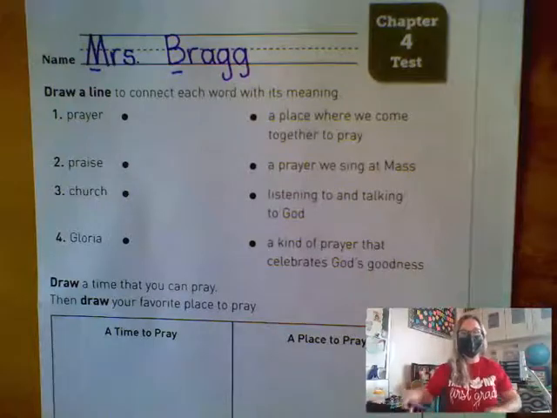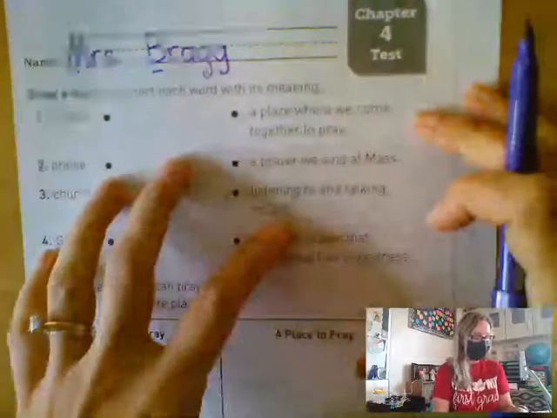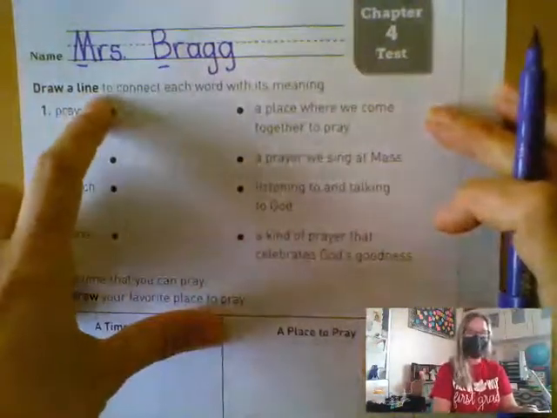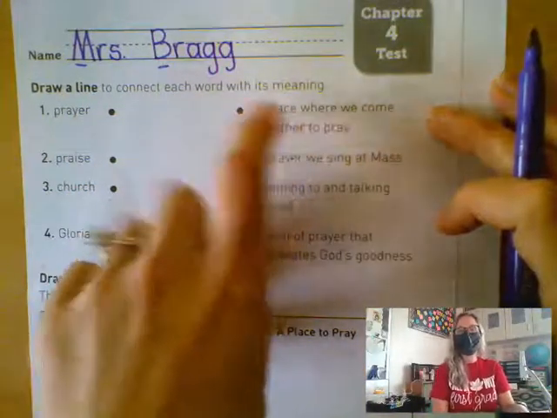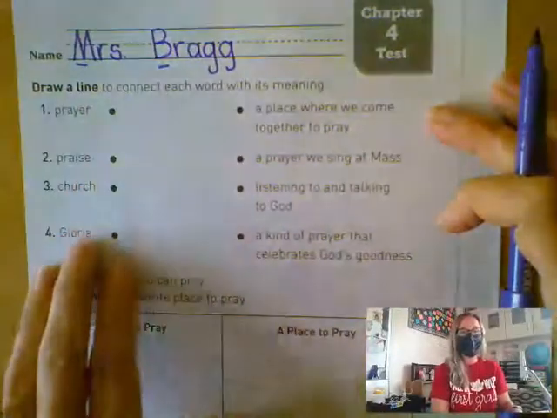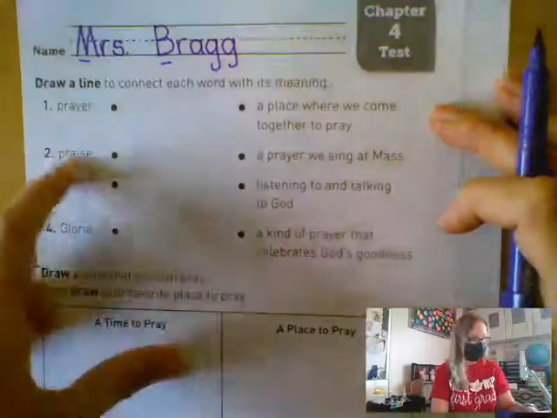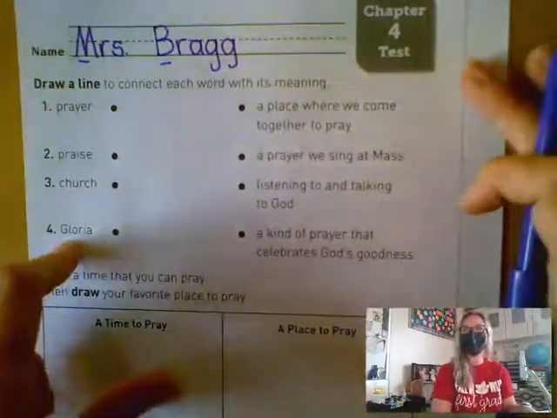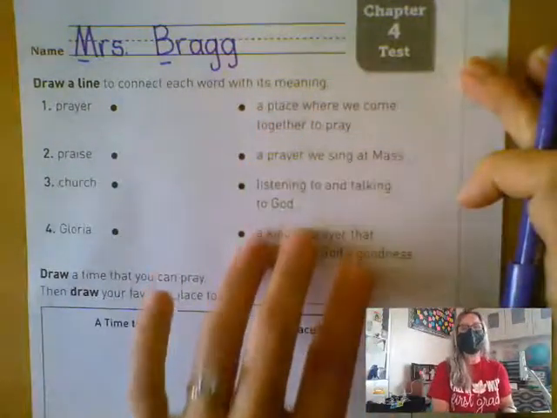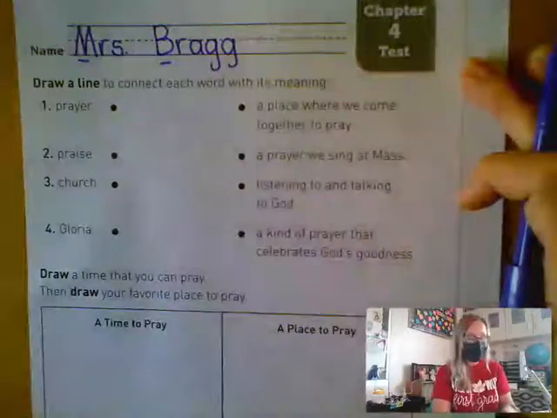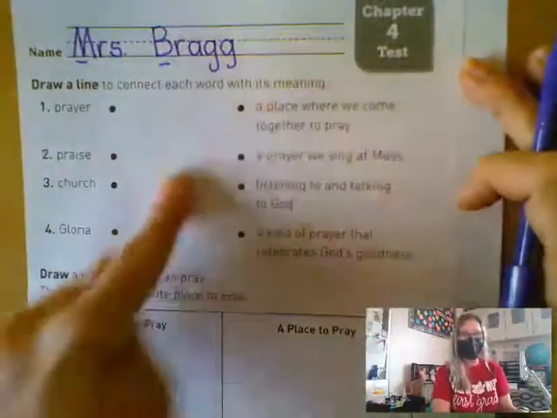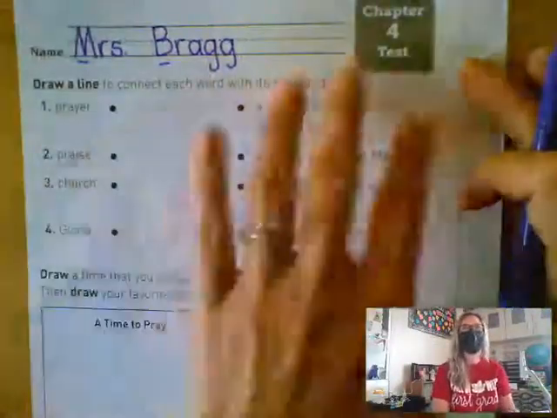All right, so for this first part, it says draw a line to connect each word with its meaning. So on this side, by the numbers, we have different words: prayer, praise, church, and Gloria. And then over on this side, we have all of the meanings of those words. And what we're going to do is draw lines to connect the words to their meanings.